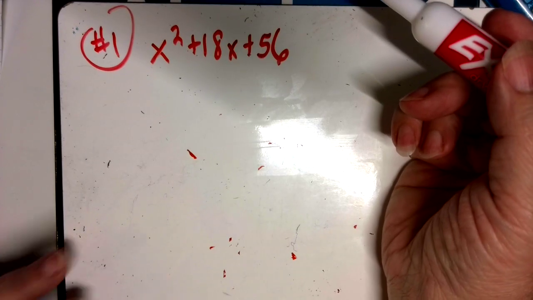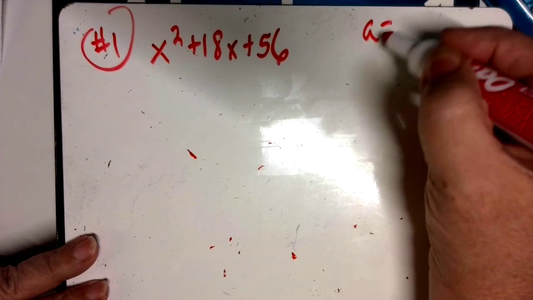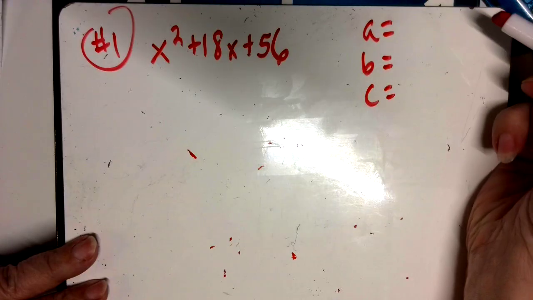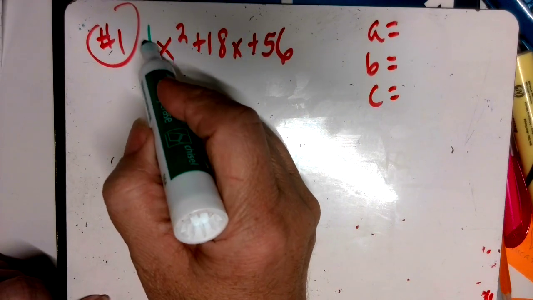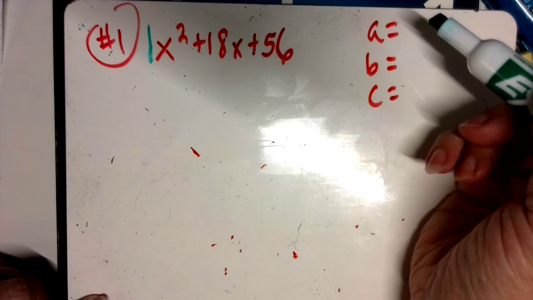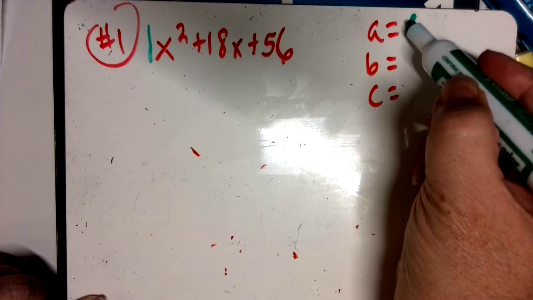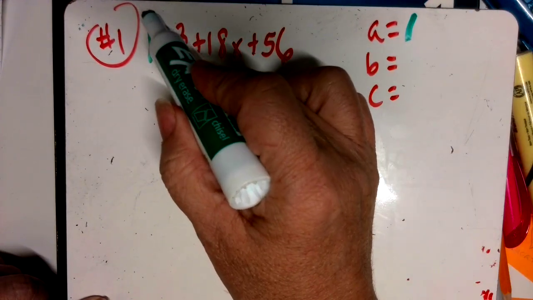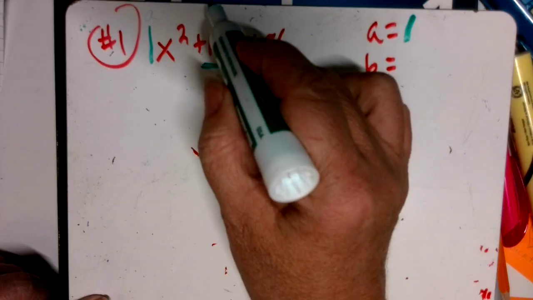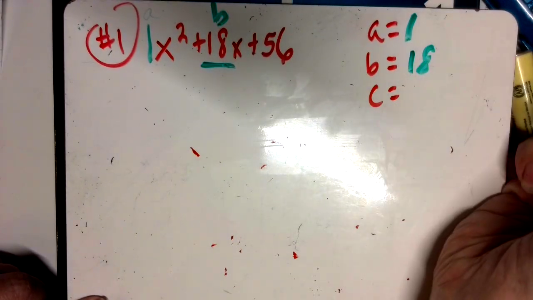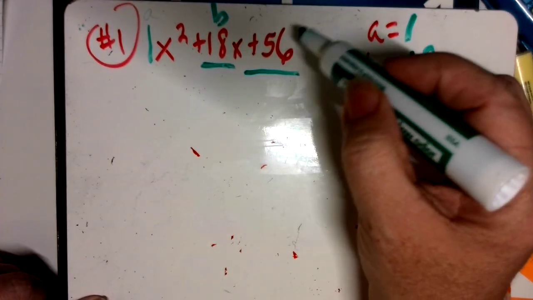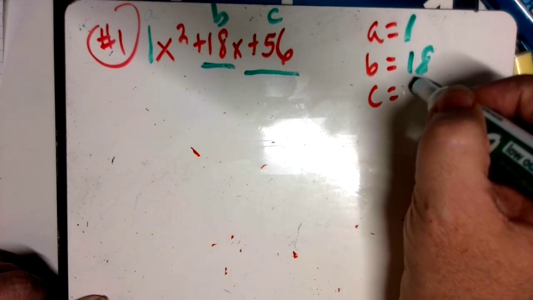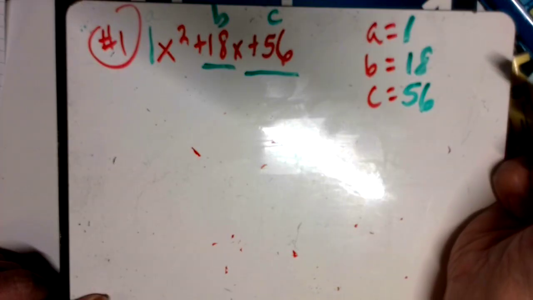So again, it's the same thing we've been doing. I like to first identify what a, b, and c is. So a is the number that's next to the x squared, the coefficient. As mathematicians, they don't like to write the number one, but a would be 1. B is the number next to the x, so here b is 18. And then c is the constant, it does not have the variable, so that's 56. Okay, that's the first step.